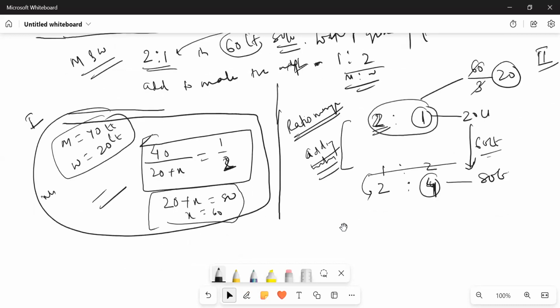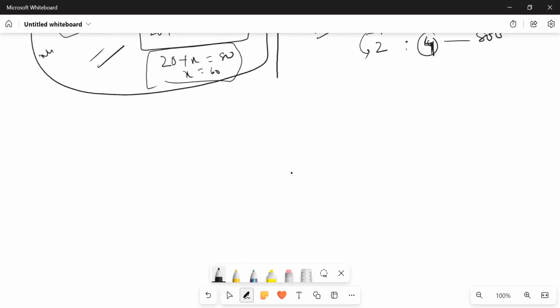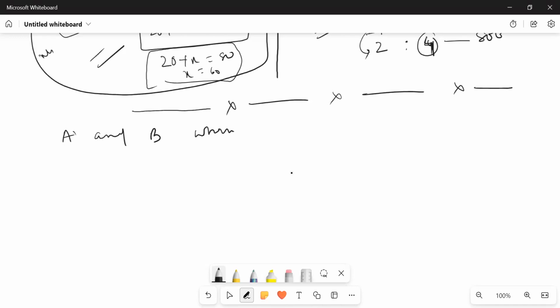This is the second example. I'll not be giving a very typical example here, but one more example that I want to give is again a question of merging the ratio. So there are two persons A and B whose incomes are in the ratio 13 is to 11.